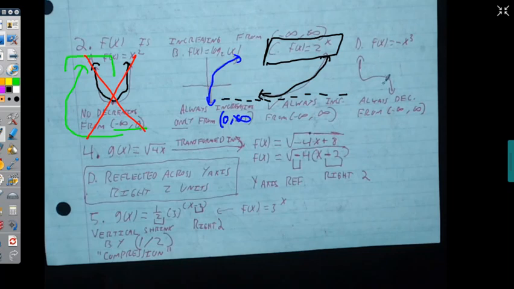D is the wrong answer because negative x cubed is going to look something like this. And this is decreasing. This is decreasing on all intervals, not increasing.